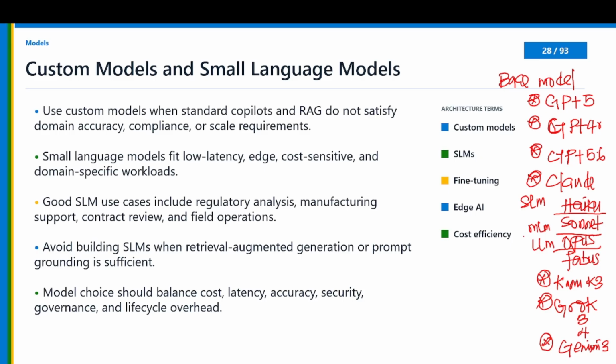So these are things that you should familiarize yourself with: all these base models, know the small language model and the large language model, and know where to use them so that you can minimize the amount of token usage. So, custom model and small language model.